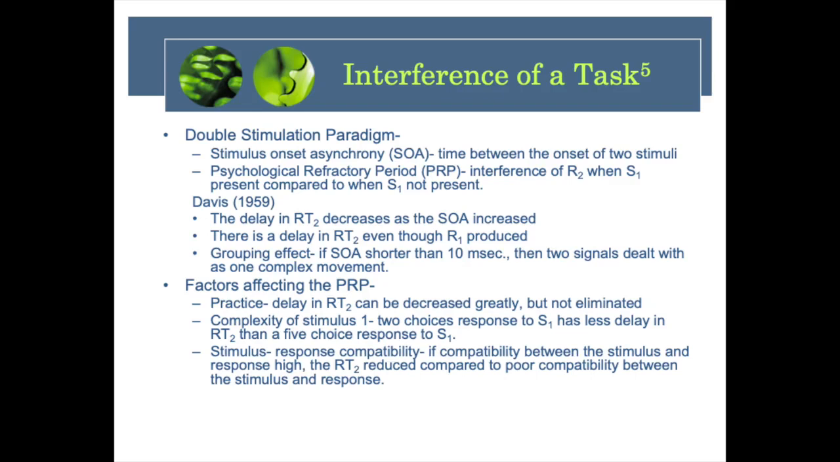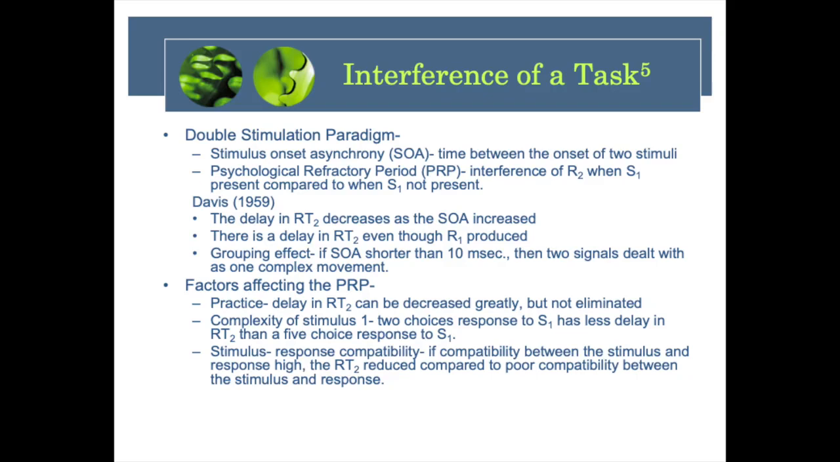There is interference of response 2 when stimulus 1 is present, compared to when stimulus 1 is not present. So when you're doing two things, there is going to be an interference, and that psychological refractory period represents that. Davis was the one that first started this, and again, this is old stuff done in psychology. It started in 1959, but it has been replicated numerous times with numerous different stimuli, with numerous different responses, and is accepted as applicable to things that we see in the clinic and in the natural environment.